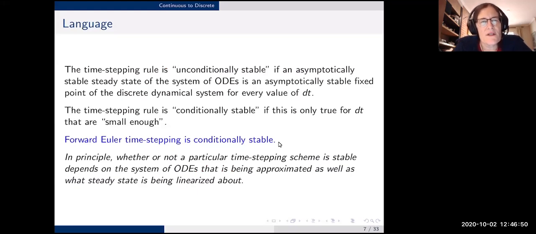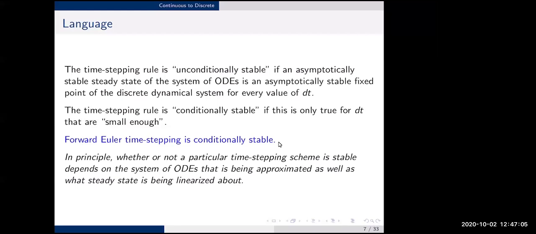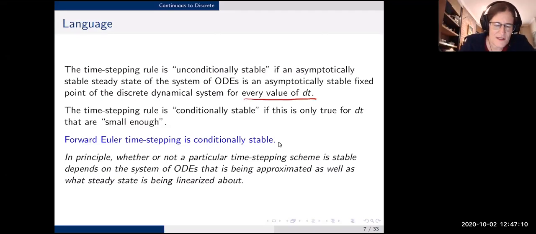So in language, a time stepping rule is unconditionally stable if, when the system of ODEs has an asymptotically stable steady state, then the discrete system will have an asymptotically stable fixed point for every value of dt. And it's conditionally stable if the fixed point is asymptotically stable only for time steps that are small enough. And so we've seen forward Euler time stepping is conditionally stable.